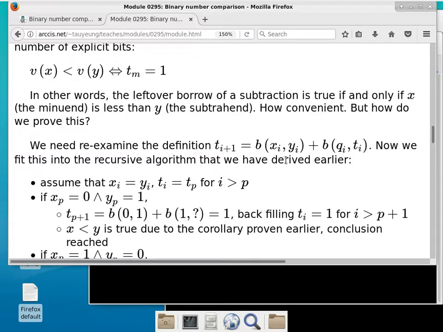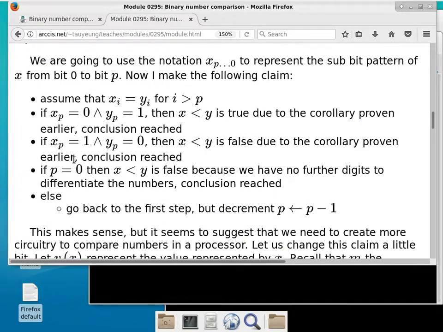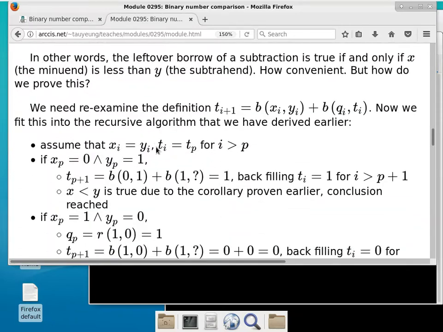So now we have to factor this into this whole thing that we have before. Okay, so we will still do the same thing here, the same assumption. In addition to just saying that xi equals yi for all i greater than p, now we're going to say there's a chaining effect here.